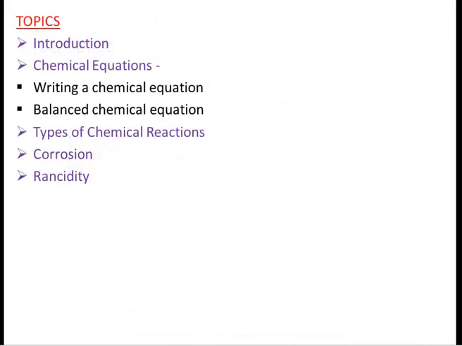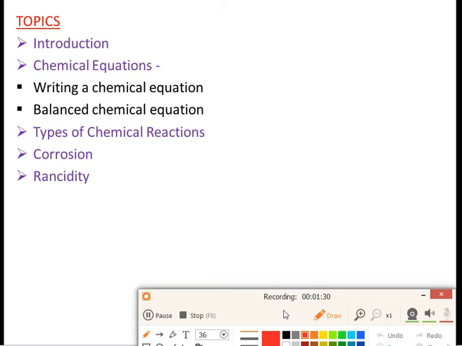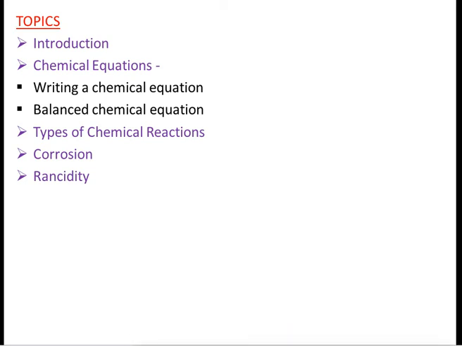Okay, so let's have a quick look at the topics which we are going to discuss from the first chapter, chemical reactions and equations. In the first section we will have a look at the introduction part. Next we have to read about chemical equations. In chemical equations, we have two subtopics: how to write a chemical equation and how to balance a chemical equation. Both topics are important from our exam point of view.